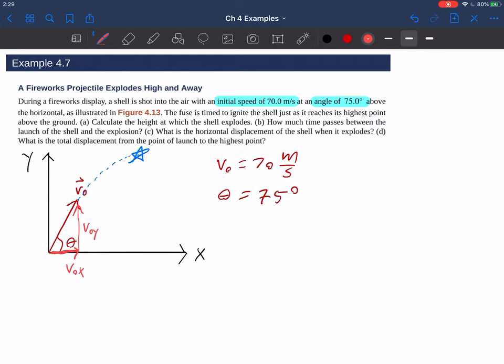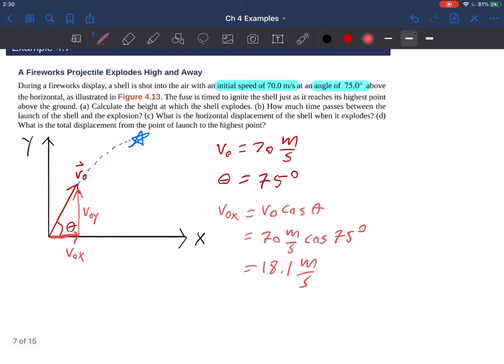The x component of my initial velocity, or my velocity at time 0, is adjacent to that angle theta, so I can find it by doing V0 cosine of theta. That is equal to 70 meters per second times cosine of 75 degrees. And when I plug in, I find that it is 18.1 meters per second.